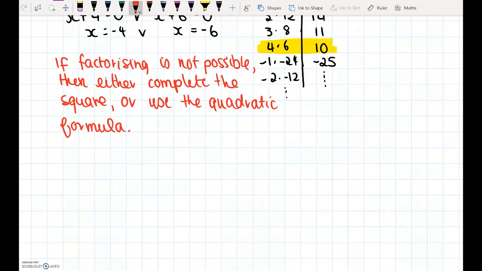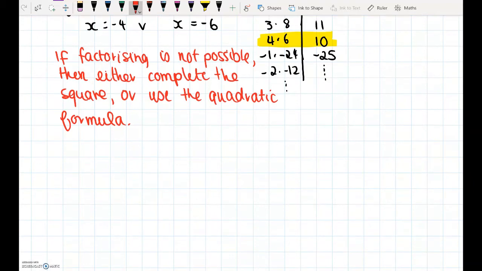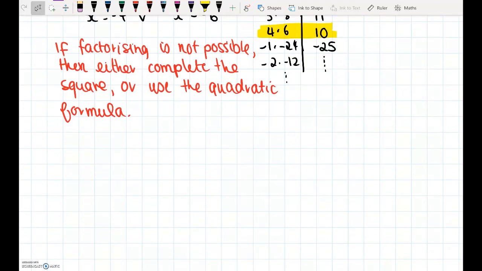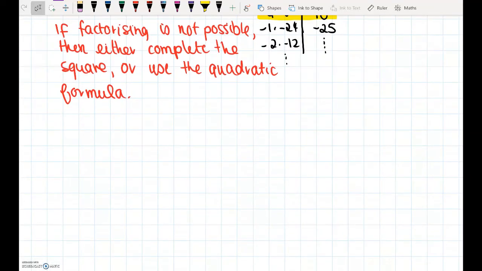And it's your choice which one of those you would prefer to do. Both of them work perfectly fine. For many people, they just prefer to go with the quadratic formula because they make fewer mistakes. But some of you may think, hey, I'd rather do completing the square. Okay, so let's quickly look at both methods.